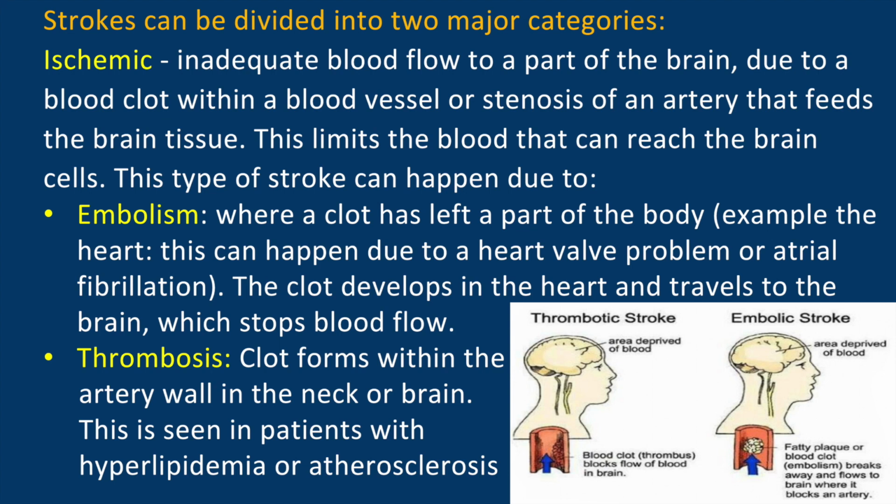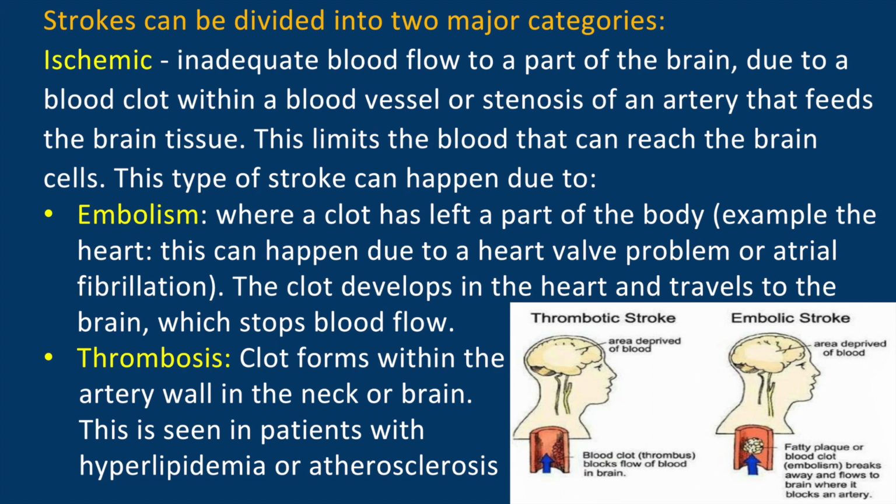In ischemic stroke, blood flow to a part of the brain is inadequate due to a blood clot within a blood vessel or stenosis of an artery that feeds the brain tissue. This limits the blood that can reach the brain cells. This type of stroke can happen due to embolism or thrombosis. Embolism is where a clot has left a part of the body, for example, the heart. This can happen due to a heart valve problem or atrial fibrillation.